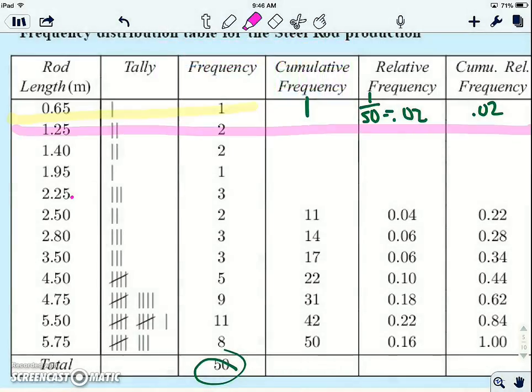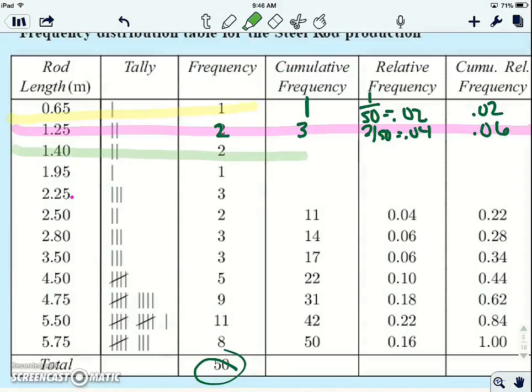For the 1.25, we'll put that there. There are 2, so the cumulative frequency would be 1 plus this 2, or 3. Oops, the relative frequency would not be 3 out of 50. The relative frequency would be 2 out of 50, or 0.04. The cumulative relative frequency would be the 0.04 plus 0.02, or 0.06.